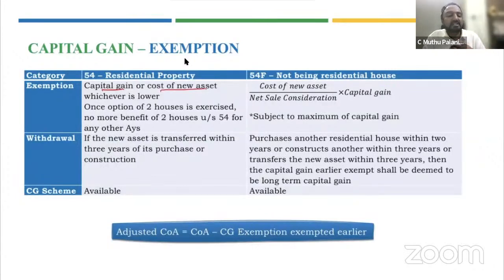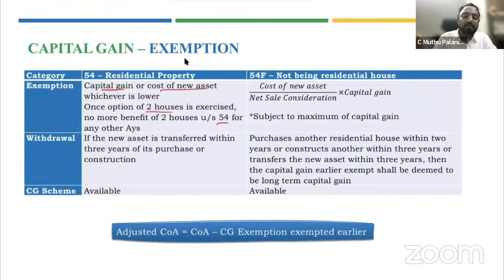Because of exemption, my capital gain cannot be negative. So capital gain or cost of new asset, whichever is lower. The only thing that you have to remember is once this option of 2 houses is exercised, I can never choose 54 again. If I have chosen this 2 house requirement, that is the only time I can apply 54. I cannot apply it in any other assessment year.